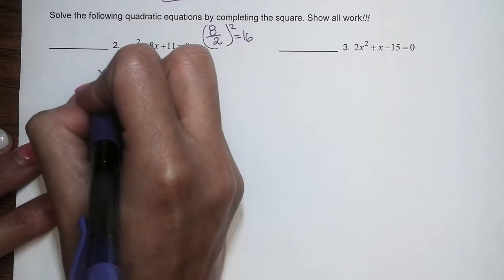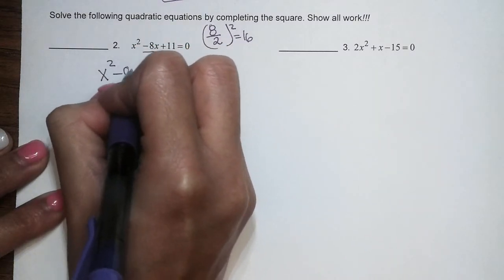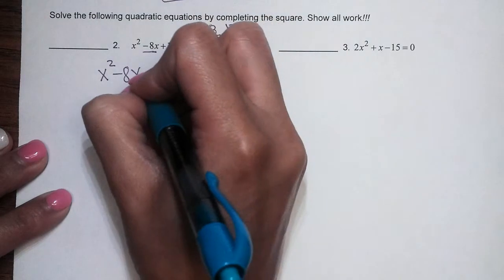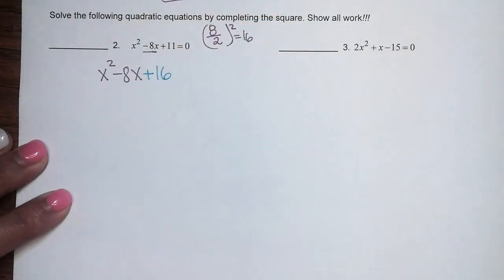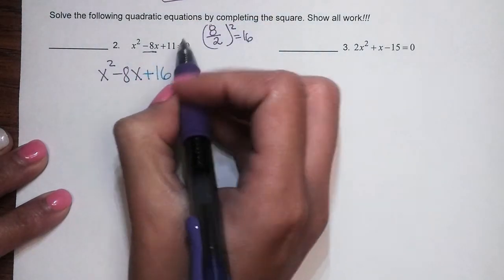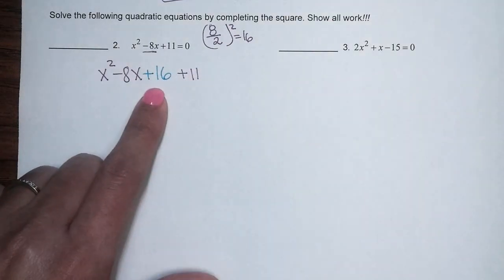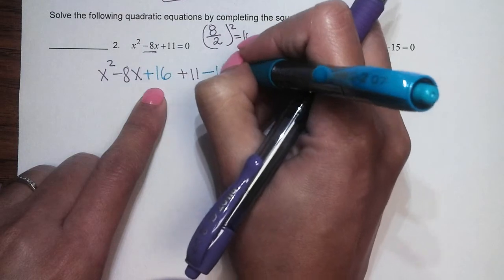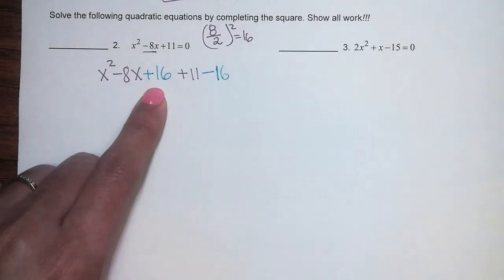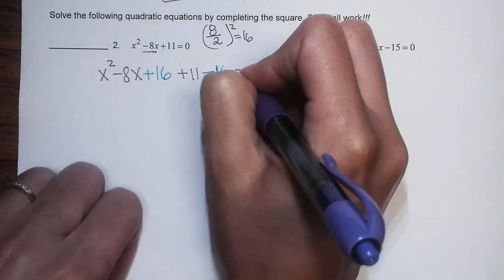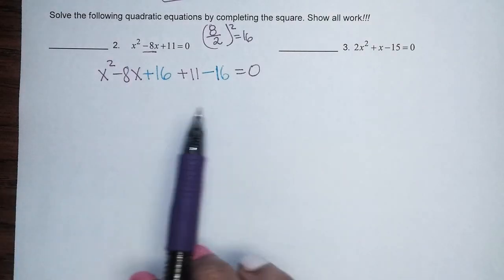So I'm going to write down x squared minus 8x. And then I'm going to complete the square with a plus 16. And then I keep writing the rest of the problem, which was a plus 11. Now, since I did just add a positive 16, I have to subtract that same quantity so I can keep this equation balanced. So that right there is called completing the square.